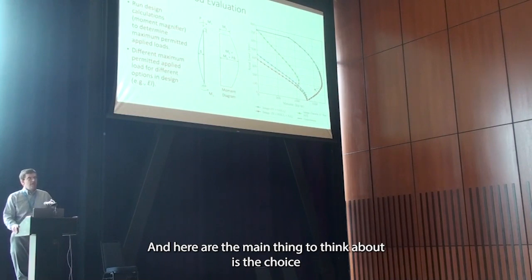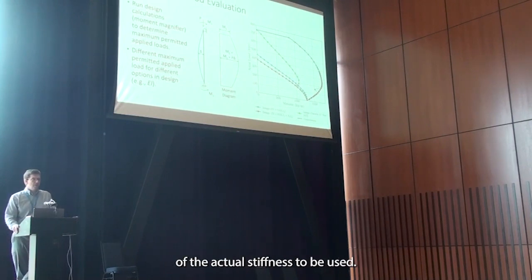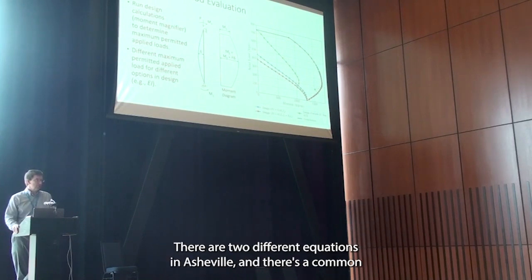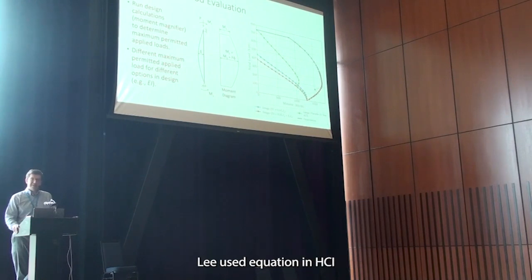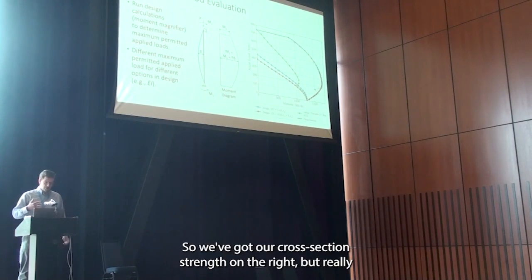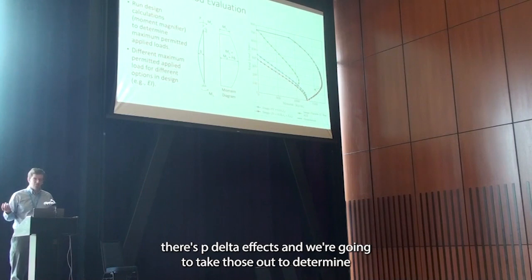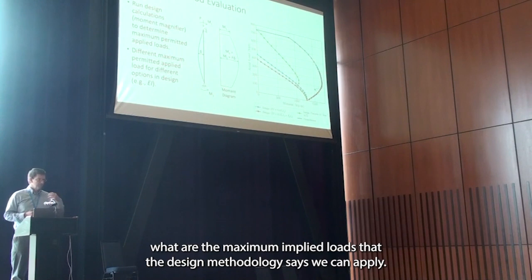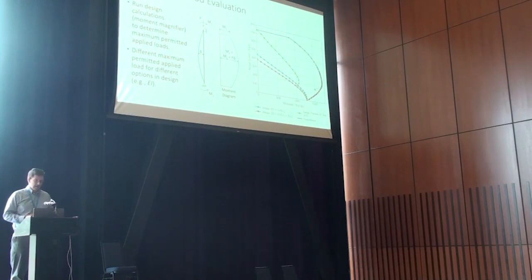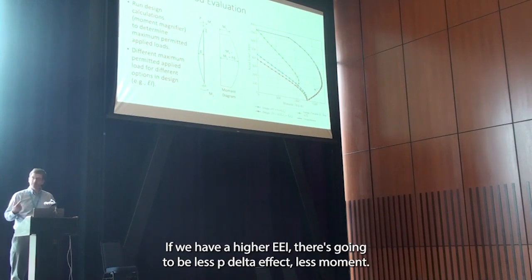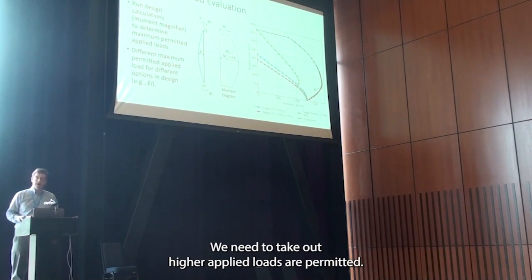And here the main thing to think about is the choice of the flexural stiffness to be used. There's two different equations in AASHTO, and there's a commonly used equation in ACI that's also worth looking at. So we've got our cross-section strength on the right, but really there's P delta effects, and we're going to take those out to determine what are the maximum applied loads that the design methodology says we can apply. If we have a higher EI, there's going to be less P delta effect, less moment we need to take out, higher applied loads are permitted.